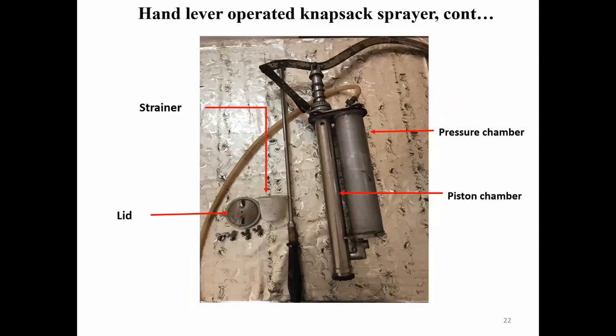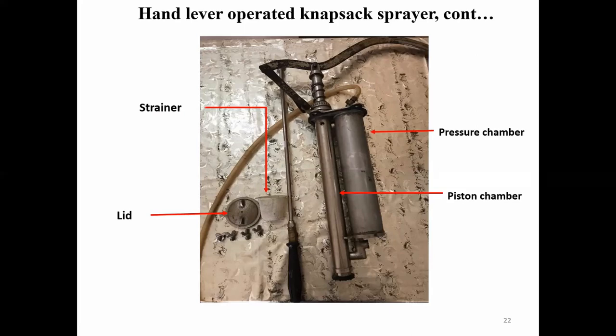And this one is the inner part. The handle is directly attached with the plunger rod and connected to the piston chamber. And the other chamber adjacent to piston chamber is the pressure chamber, where the hose is connected, and finally with the trigger valves, lances, and nozzles. And these are the strainers, and this one is the lid.